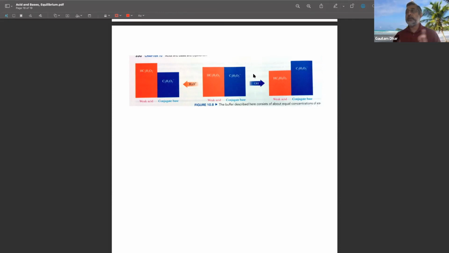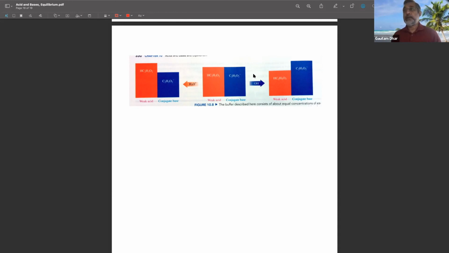There are numerous buffers available, depending on at what pH you want to work. Those salts and acids are available in the market, so you can buy and mix them together. But you have to make your own buffer in the lab.